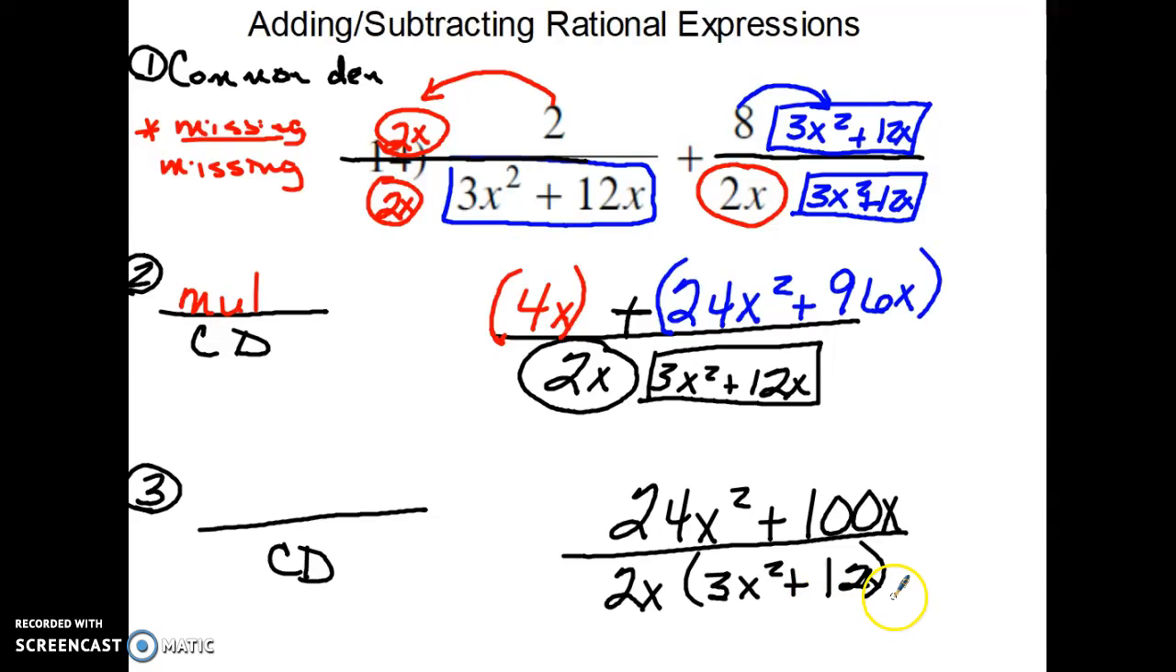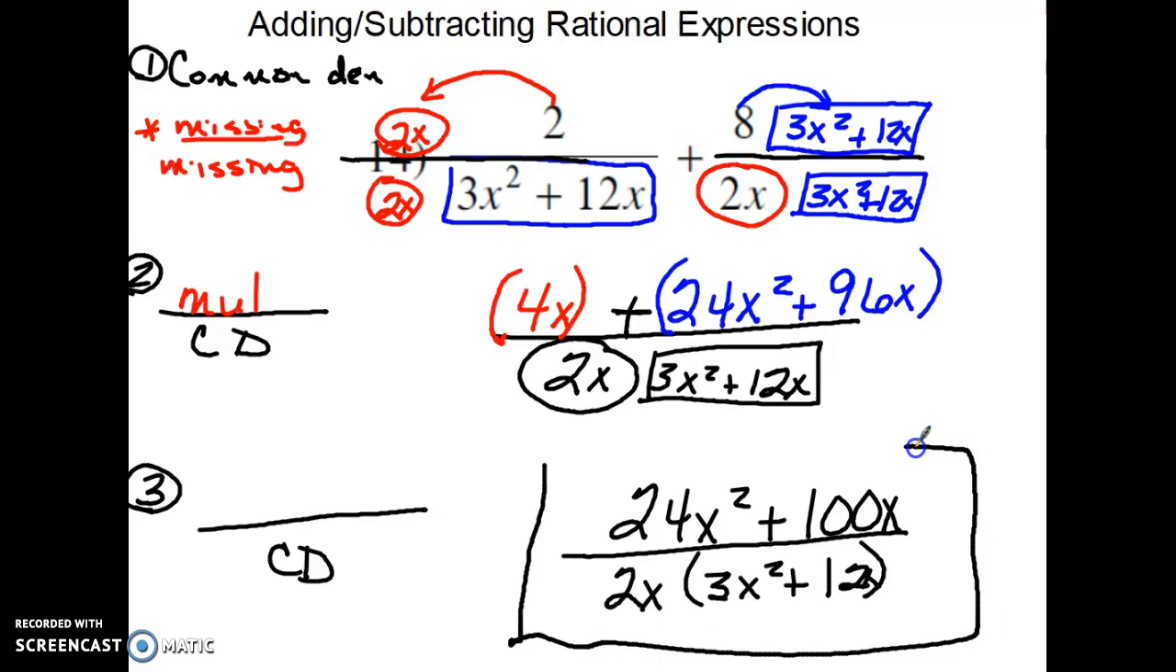Now we could simplify this a little bit further, but right now at this point I'm just wanting you to be able to add and subtract rational expressions. So I'm going to go ahead and let you leave it just like that. And make sure you understand that this was an x right here that I'm squeezing in. Thank you, and we'll move on to the next problem.